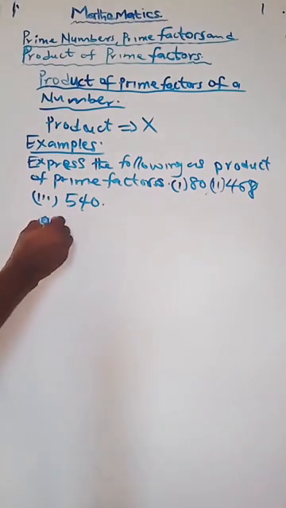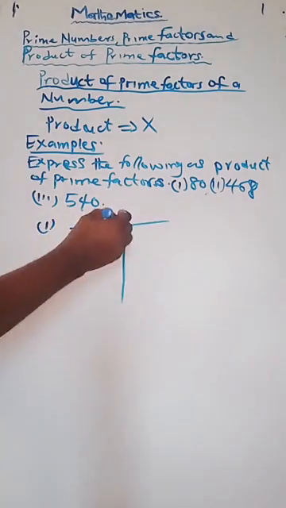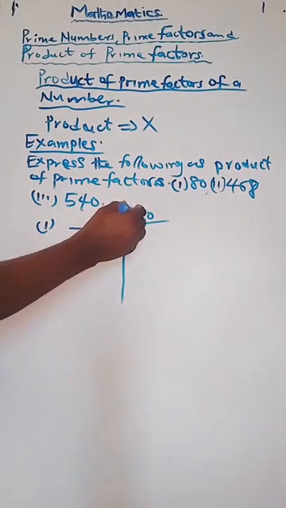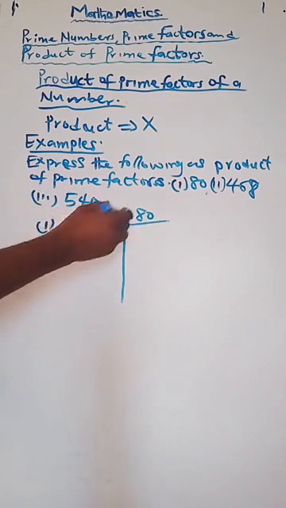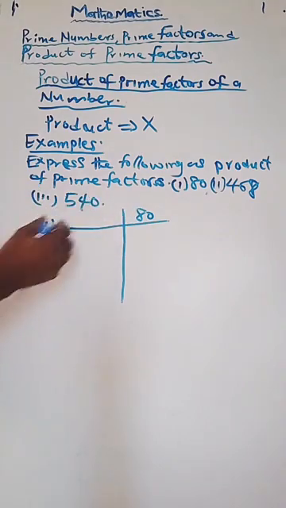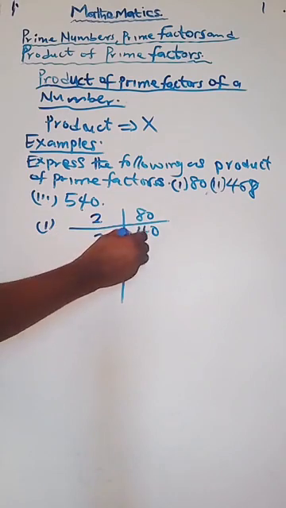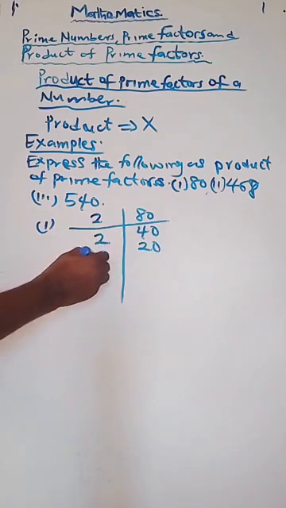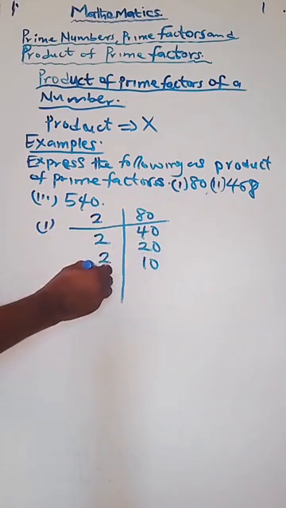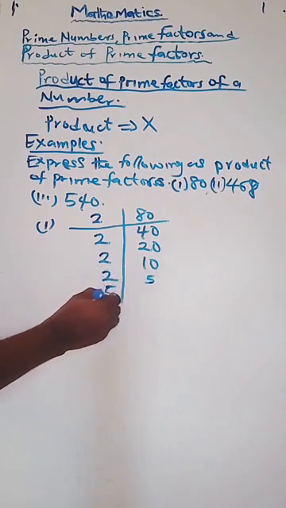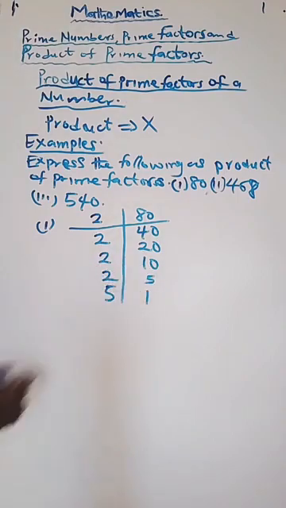Let's start with 1. Draw a table. Now, we look at the smallest prime number or smallest prime factor that can divide 80. That is 2. 2 into 80 is 40, 2 into 40 is 20, 2 into 20 is 10, 2 into 10 is 5. 2 cannot go again. 5 into 5 is 1. So when we reach 1, then we'll stop.